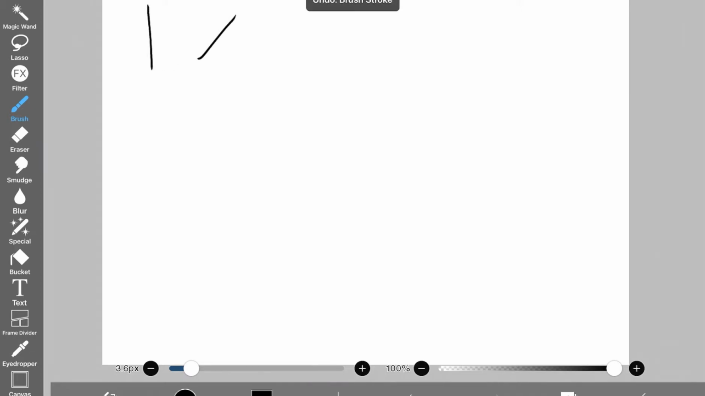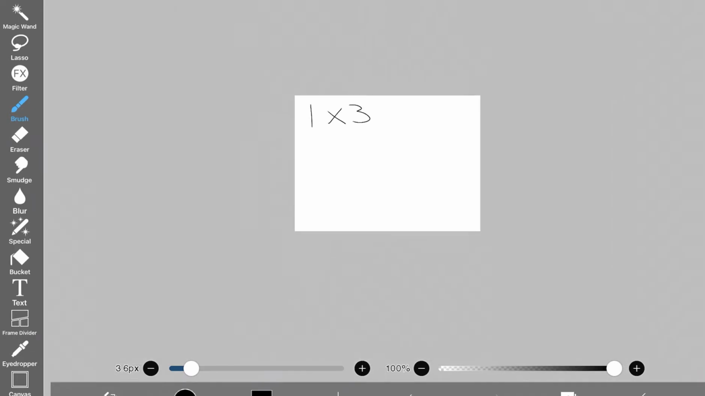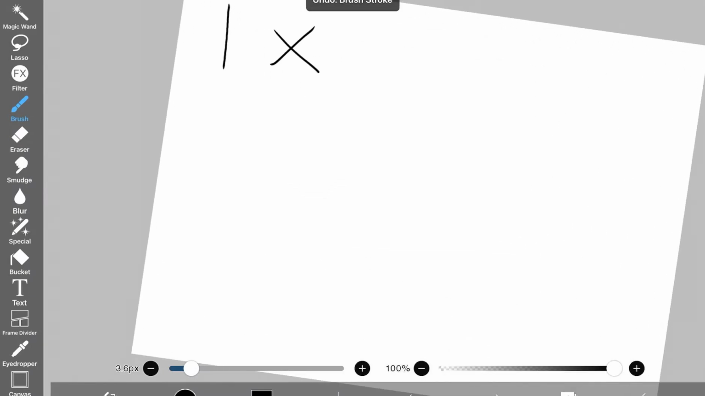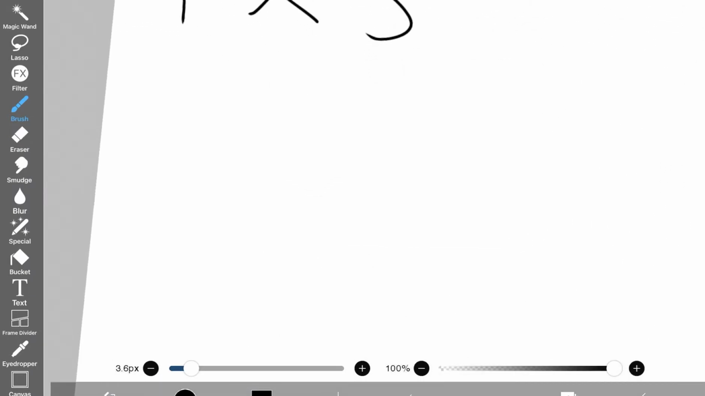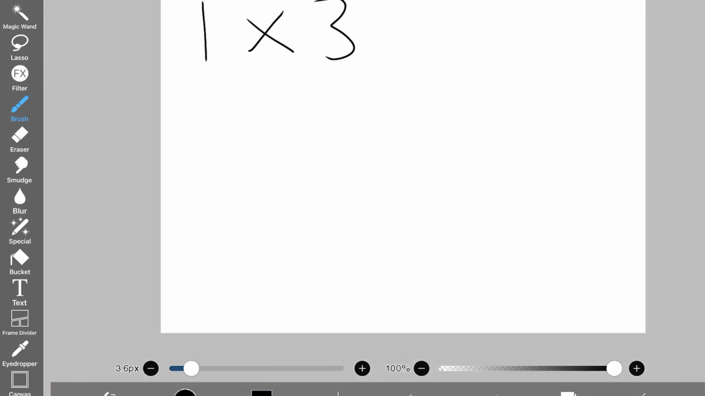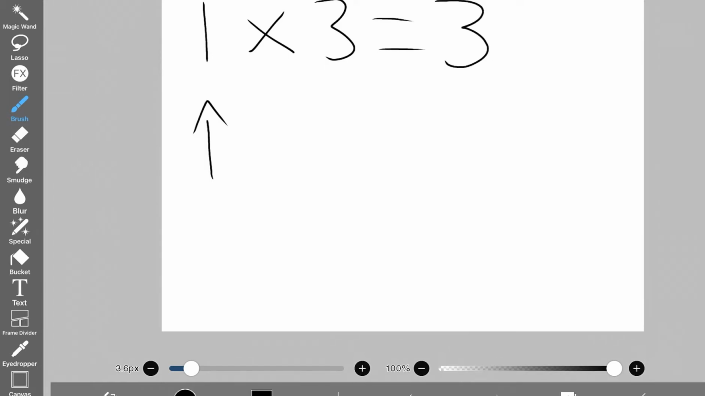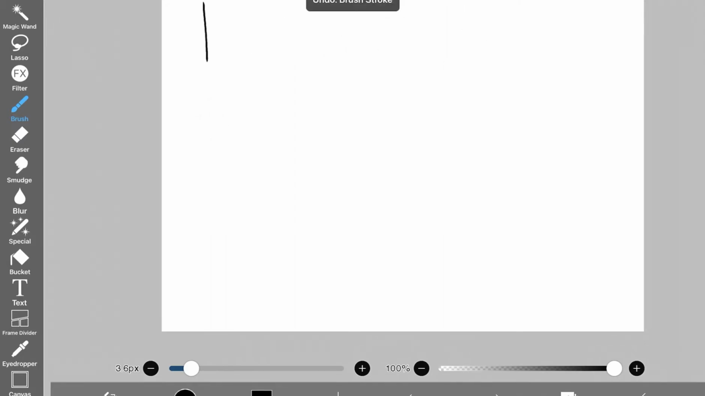Let's do 1 times 3. These are very easy because whenever one of the digits when you're multiplying is a 1, the answer is always the other number. So in this case, 1 times 3 equals 3 because we're multiplying by 1. So now, if we're doing 1 times 5, the answer would be 5 because the answer has to be the other number. 1 times 5 is not 1, 1 times 5 is 5.